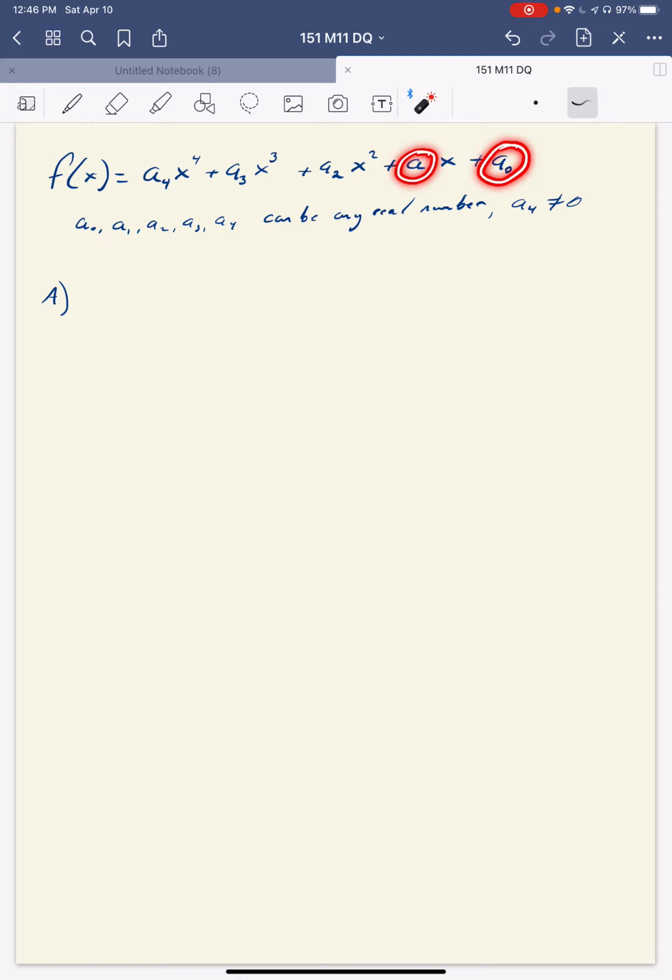One thing that I want to point out is that the coefficients a sub 0, a sub 1, a sub 2, a sub 3, and a sub 4 can be any real number, negative infinity to positive infinity. They can be assigned any value at all, except that a sub 4 cannot equal 0. This term cannot have a 0 because 0 times x to the fourth power would make that term 0, and then we would no longer have a quartic polynomial function. Instead, the highest degree would be the cubic term, and we would have a cubic function. So that's the only restriction on the a parameters.